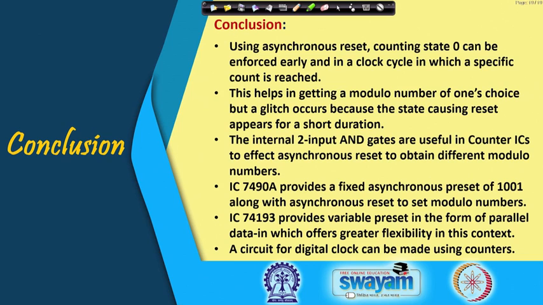IC 7490A provides a fixed asynchronous reset of 1001 along with an asynchronous reset to set the modulo numbers. In 74193 we have a variable preset which offers a lot of flexibility, and we have also seen that a digital clock can be made using counters when we have a mechanism to initialize it.